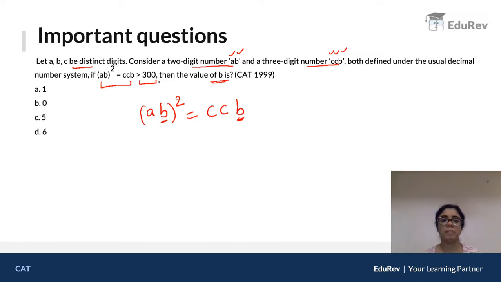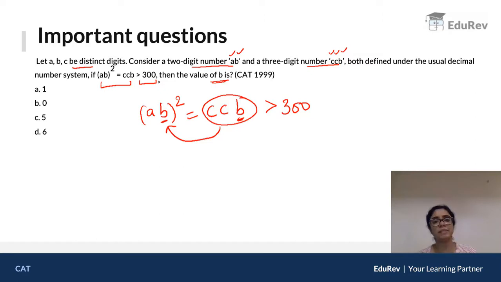And you have to keep in mind that this number is greater than 300. ठीक है, it is greater than 300. How are we going to tackle this problem? See, we know our number is CCB, but we know it is the same as AB square. So that means your CCB is actually a perfect square, because उसको AB the whole square के format में लिख सकते हैं.